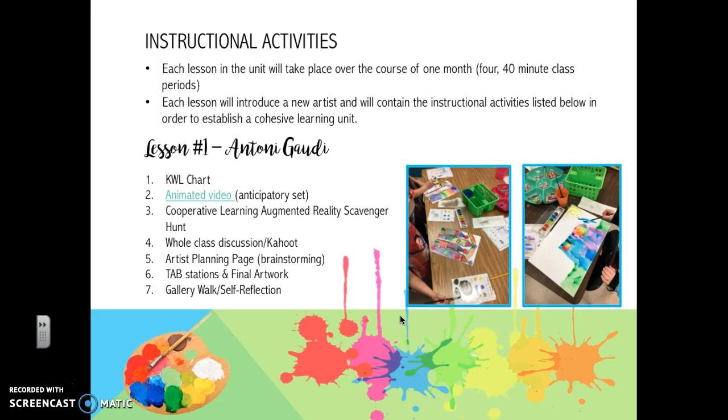The instructional activities that take place will be a KWL chart, where the students will take note of what they already know, what they want to know, and what they have learned. The second activity is an animated video highlighting Antoni Gaudí, and this will be an anticipatory set to grab the students' attention. Then a cooperative learning activity in the form of a scavenger hunt utilizing augmented reality will take place. A whole class discussion and a Kahoot review game.